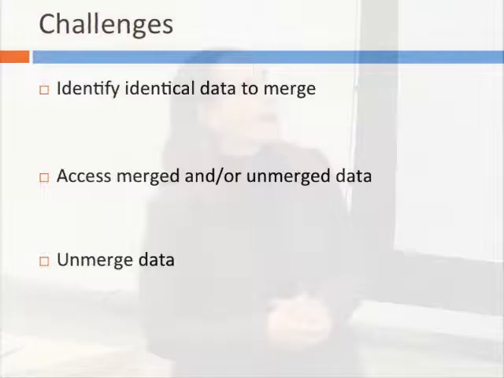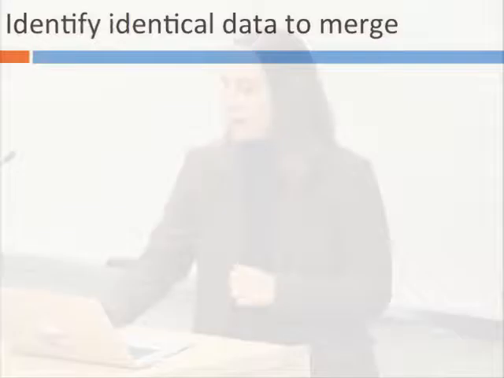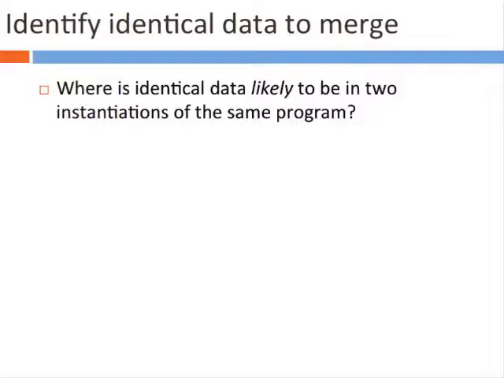So the way we went about this is we have three tasks we need to do. We need to be able to identify identical data to merge. Of course, we want to do this efficiently. We need to access merged and unmerged data. And we need to unmerge it whenever necessary. Right? So in order to identify identical data, we thought, well, okay, where is the identical data likely to be in the program? Let's say we're not going to get all of it. We want to have an efficient way of finding the stuff that's the easiest to find.